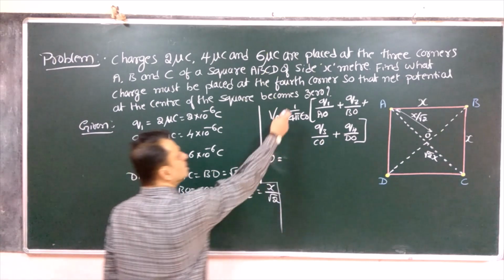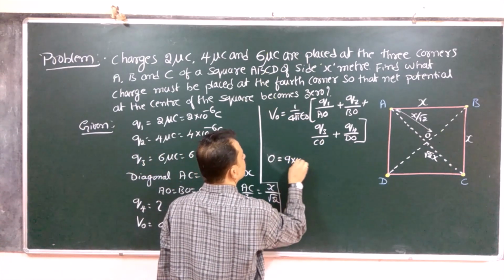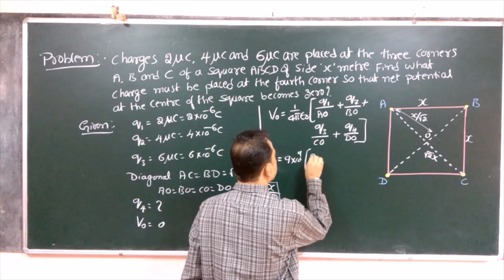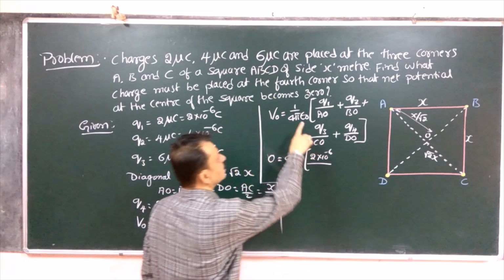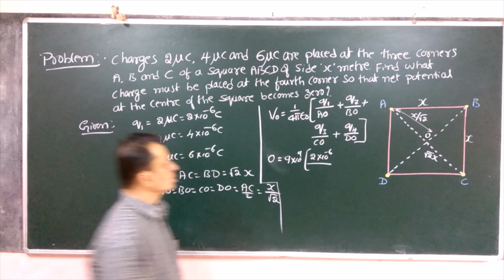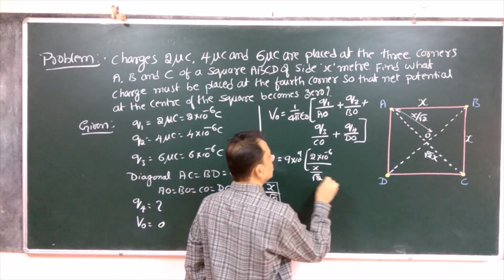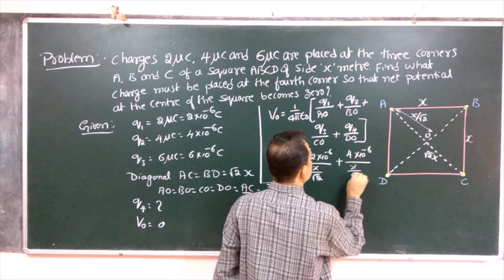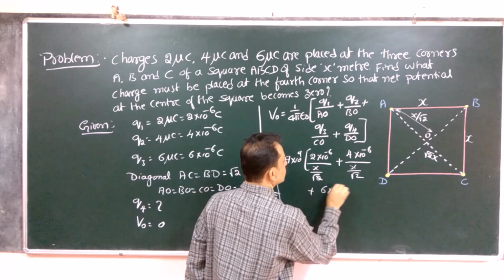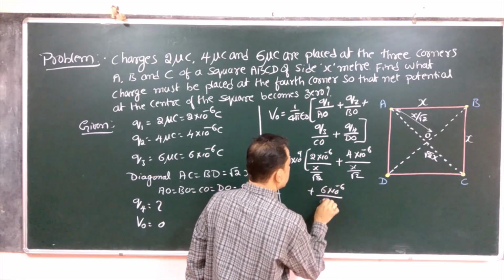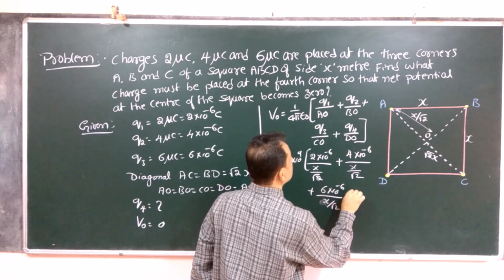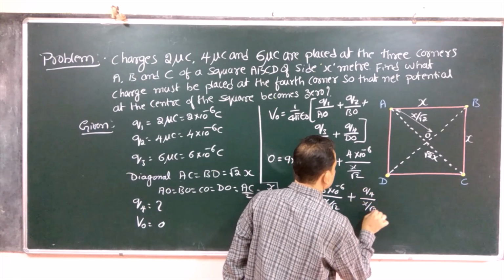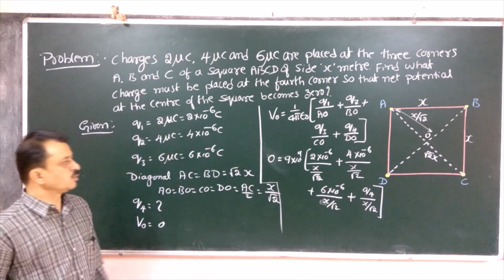Let us see while working out. We have 1 divided by 4 pi epsilon naught, whose value is 9 into 10 to the power of 9. Substitute Q1, that is 2 into 10 to the power of minus 6. AO, BO, CO, DO are all x by root 2, so that is x by root 2 plus 4 into 10 to the power of minus 6 divided by x by root 2 plus 6 into 10 to the power of minus 6 divided by x by root 2 plus Q4 that we are going to work out, is equal to 0.